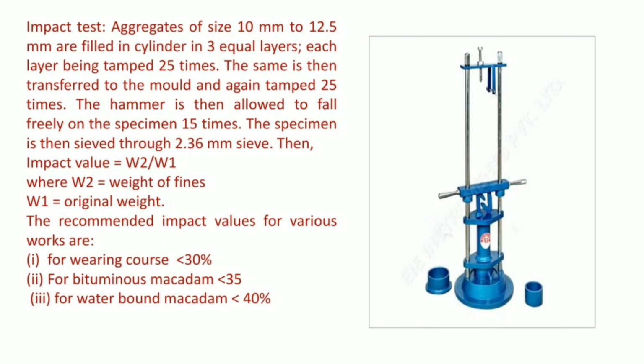Now we will deal with the impact test. Aggregates of size 10 mm to 12.5 mm are filled in a cylinder in 3 equal layers, each layer being tamped 25 times. The same is then transferred to the mold and again tamped 25 times. The hammer is then allowed to fall freely on the specimen 15 times. The specimen is then sieved through a 2.36 mm sieve. Then impact value equals W2 upon W1, where W2 equals weight of fines and W1 equals original weight.